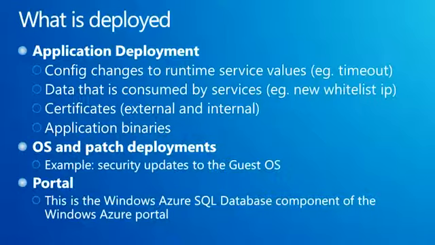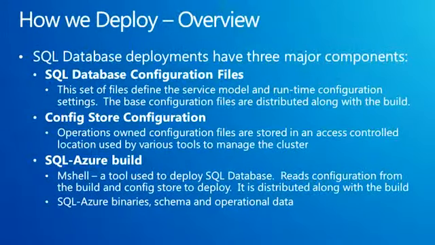An OS and patch deployment refers to infrastructure upgrades managed by Windows Azure but initiated by SQL Azure. An example is an operating system update or a patch to that operating system. Portal update refers to the aspect of the Windows Azure portal that manages SQL Azure. This is a general overview of how we deploy.